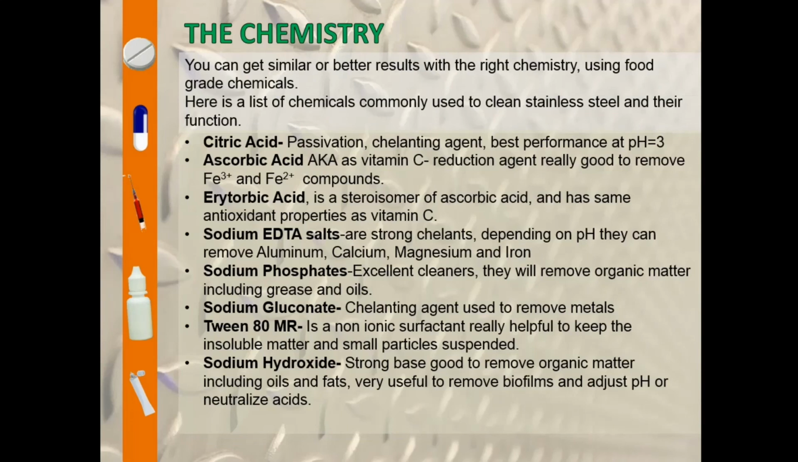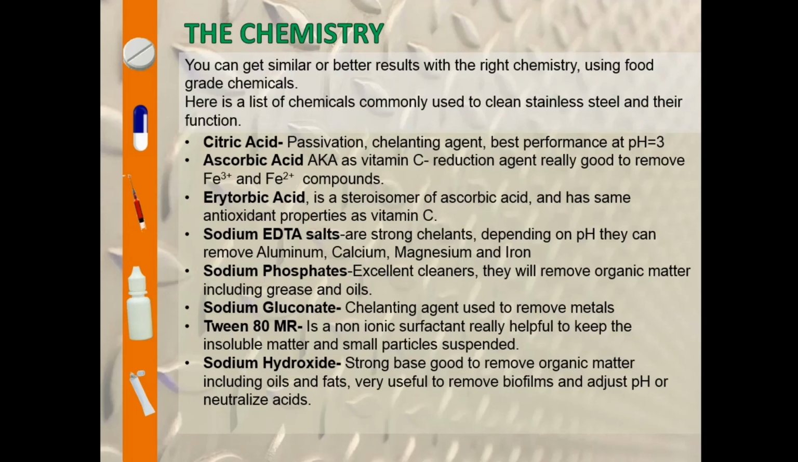Here is a list of the chemicals used to clean stainless steel and their function. Citric acid is a passivation agent. The best performance of citric acid to remove iron happens at pH 3. Citric acid is perfect for removing elemental iron, but not so good to remove iron 2 and 3. We can use an antioxidant like vitamin C or erythorbic acid to reduce the iron 2 and 3 to elemental iron, and then pick it up with citric acid.